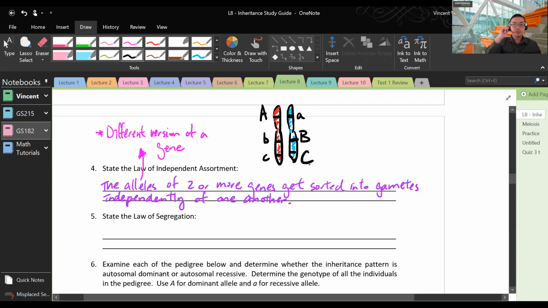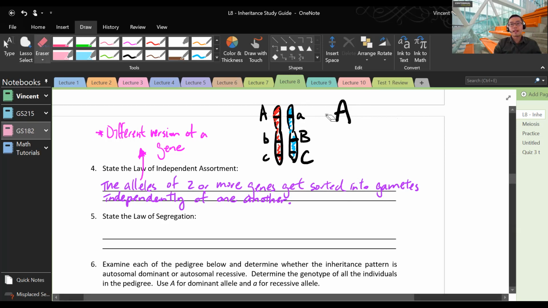So what the law of independent assortment is saying is that, let's say this is male, and we're going to produce some sperm. What gene will the sperm be carrying? Is it going to get the big A or the small a? We don't know. Let's just say it's a 50% chance. So let's say it inherited the big A. Now, just because the big A and the small b are on the same chromosome originally does not necessarily mean they are going to be inherited together.